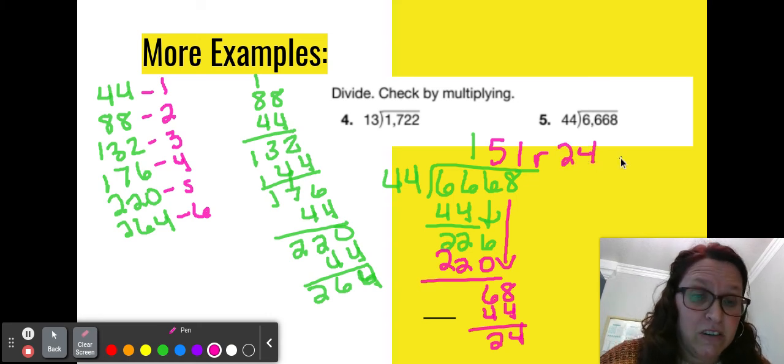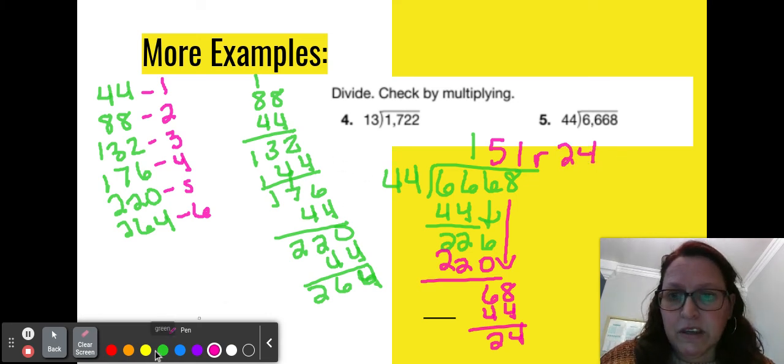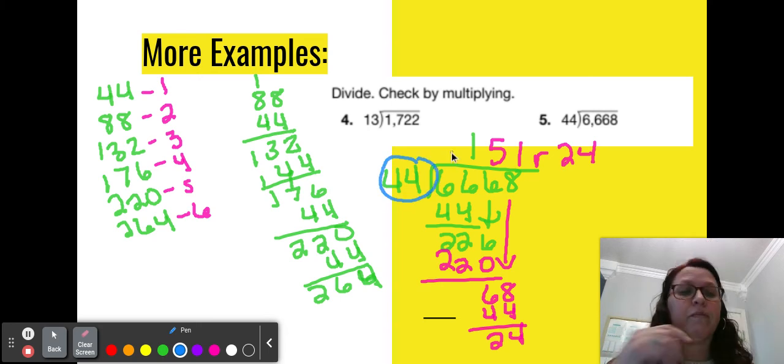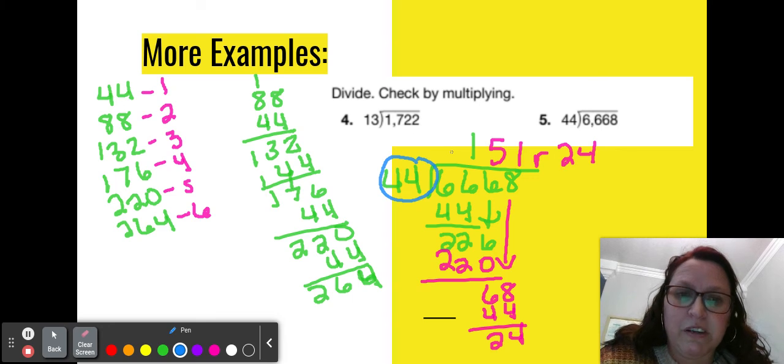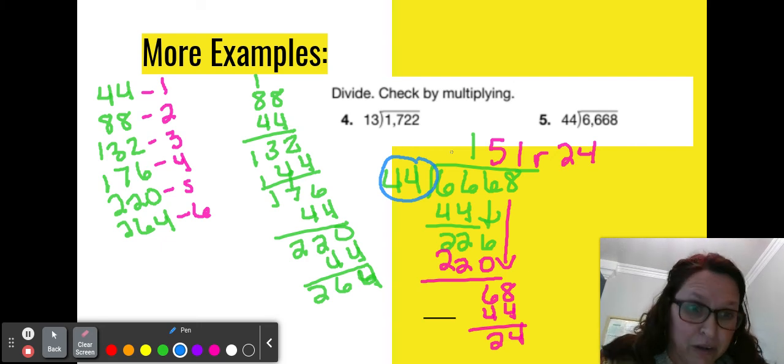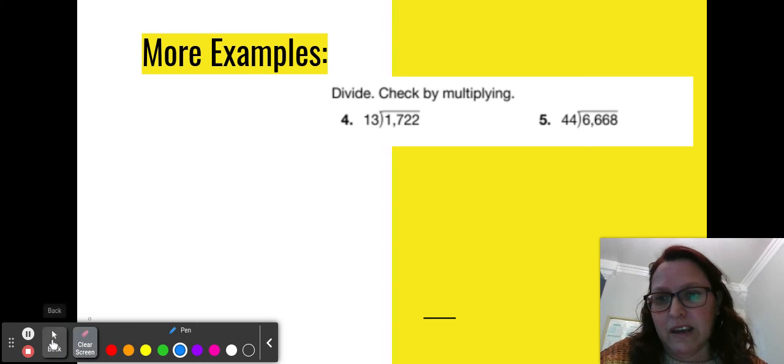That's a huge remainder, but when I am looking at this right here, I know that 44 is still bigger than 24, which means that I can have a remainder of 24. If my remainder were something like 68, I could not do that because 68 is bigger than 44. Now let's look at another problem.